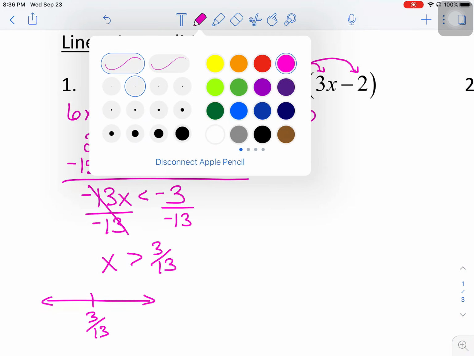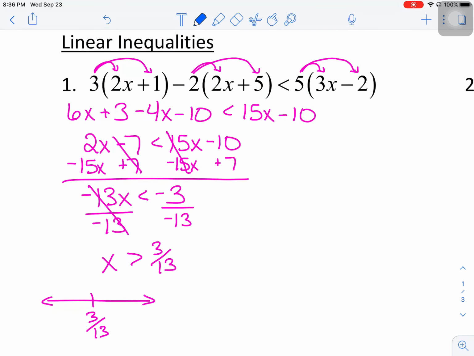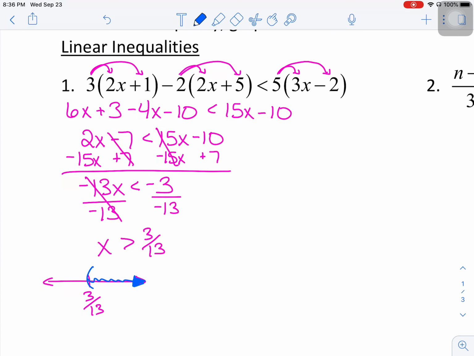And for this particular inequality, it says that x is strictly greater than, so I'm going to use parentheses, and greater than 3 over 13 is going to be all the numbers to the right. Okay, so the last step here is to now write the answer in interval notation, so parentheses, 3 over 13 to infinity, and you close the interval, sorry about that, with a parentheses there because of infinity. Okay, so that's the first problem.